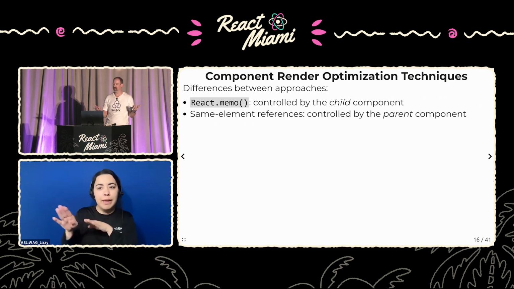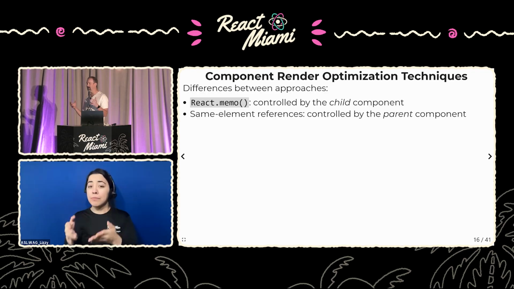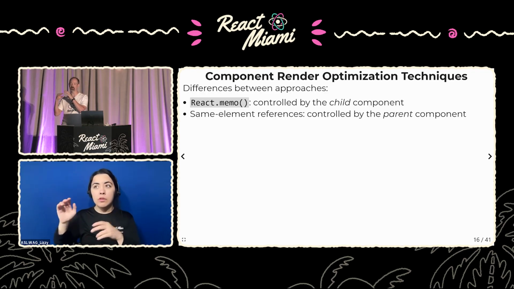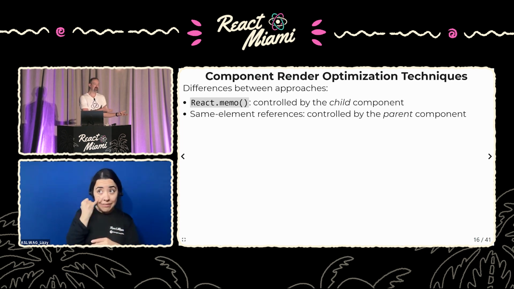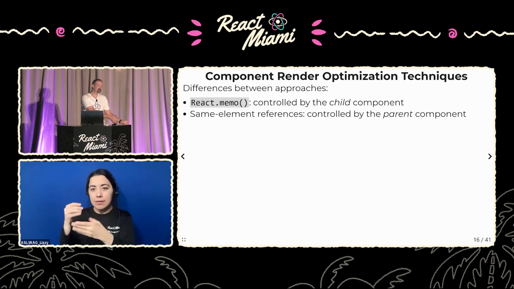So I like to think of this as react.memo is the child component itself, or the definition, saying that I care about being optimized. I only want to re-render if my props change. And then the same element trick is controlled by the parent. I can choose to wrap some content in useMemo and optimize that, even if the component itself isn't wrapped in react.memo.